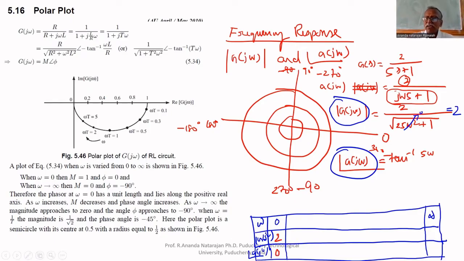When omega tends to infinity, if you substitute, 2 by infinity is equal to 0. Therefore, the magnitude is 0. If you substitute omega equal to infinity in the angle, what you will get is minus 90.